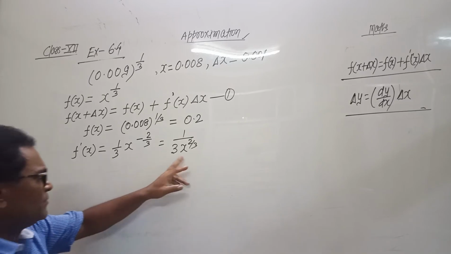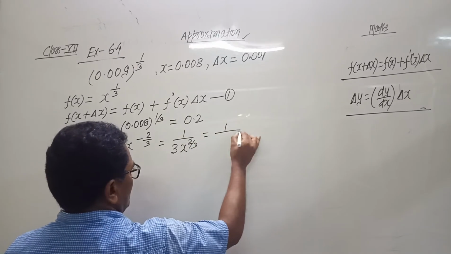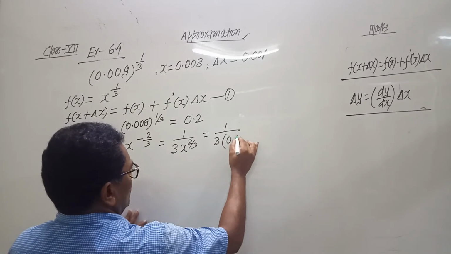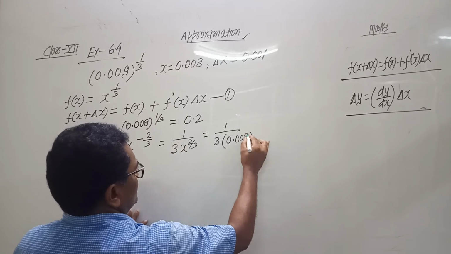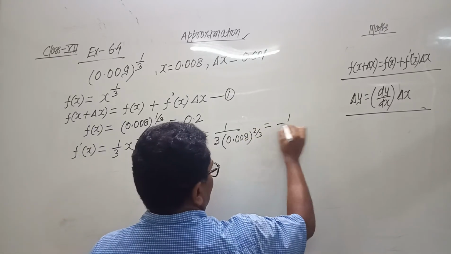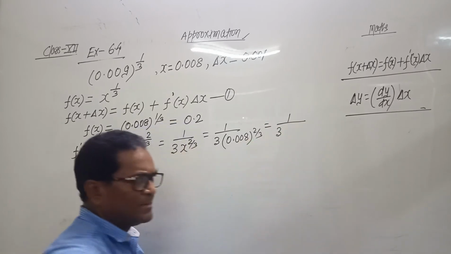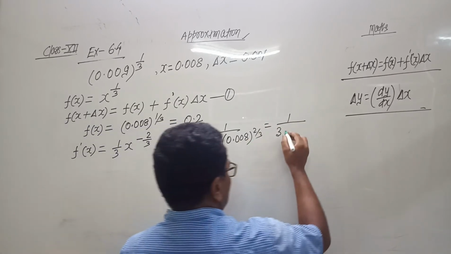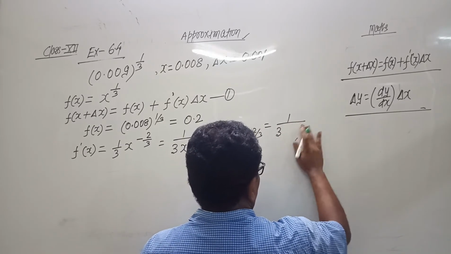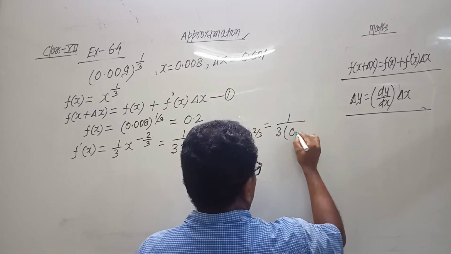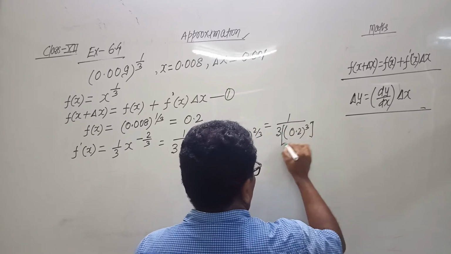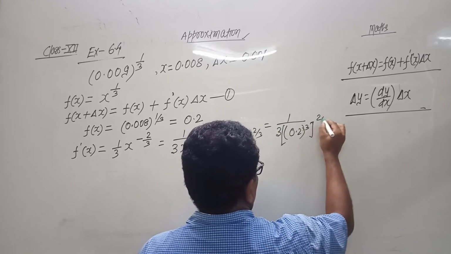Now again we put the value of x. So 1 by 3 and the value of x, 0.008, raised to the power 2 by 3. Then 1 by 3, 0.008 can be written as 0.2 raised to the power 3, and the whole raised to the power 2 by 3.